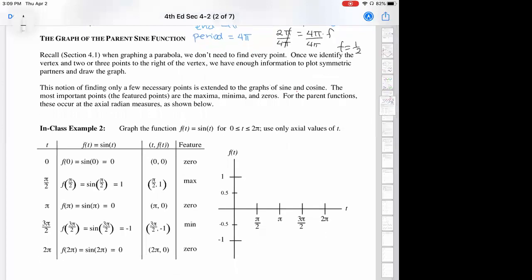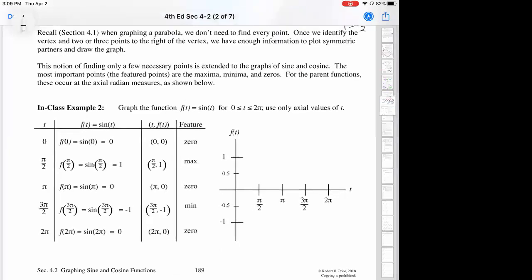So here we're going to graph sine. Now this right here is your domain. So this is telling us that we only want values between 0 and 2 pi. So we want to start at 0 and end at 2 pi. Okay, so I want to plot some points. I want to plot the lowest, the maximum, and enough for 2 pi. So we have this here, we have our 0, our max, 0, min, and 0.